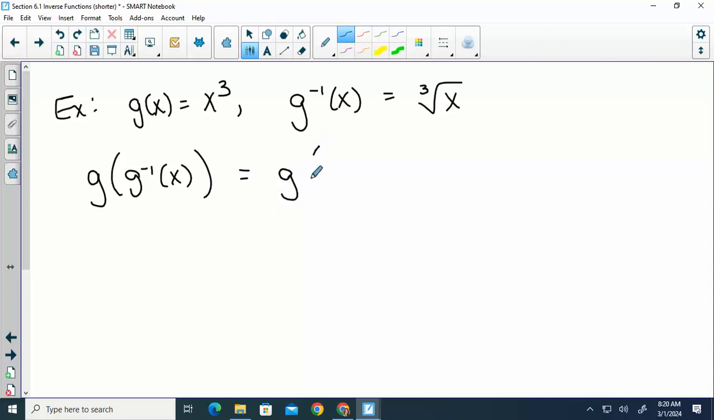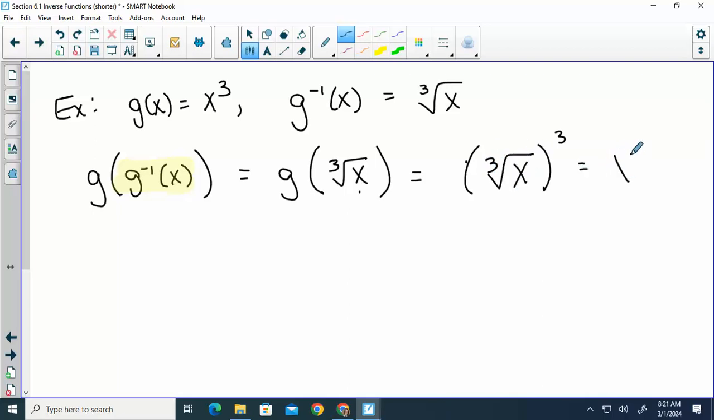So we would have g of, you start on the inside, g inverse was, so then we take that and we're plugging it into g. So g is whatever we put in to the third. So if you do the cube root of x to the third, you get x. It is not enough to show one of these. We actually have to do both ways because it is possible for one to equal x and the other not.